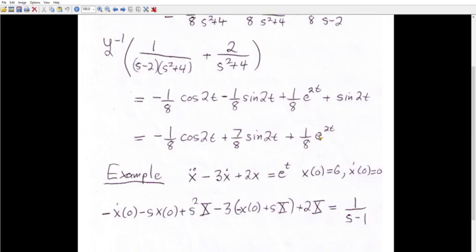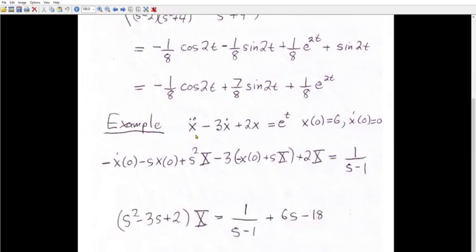Last example, we want to look at x double dot minus 3x dot plus 2x equals e to the t. x of 0 is 6, x dot of 0 is 0. So we do our standard thing. x double dot transforms as minus x dot of 0 plus sx of 0 plus s squared cap X. x dot transforms as minus x of 0 plus s cap X. That's multiplied by the minus 3, plus 2 cap X from here. The transform of e to the t is 1 over s minus 1.